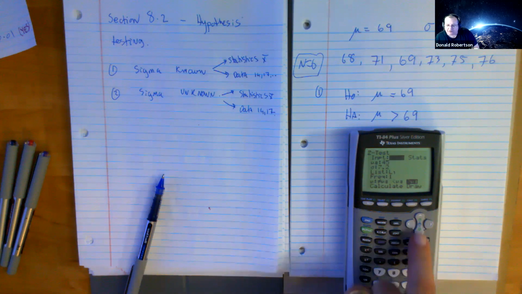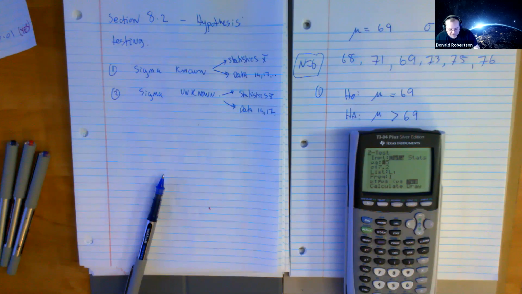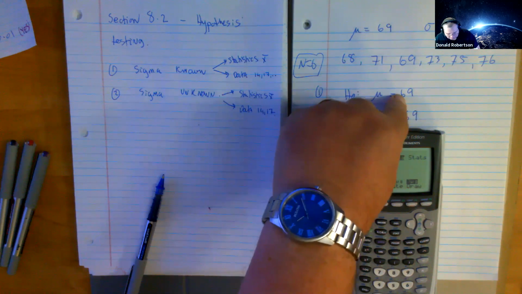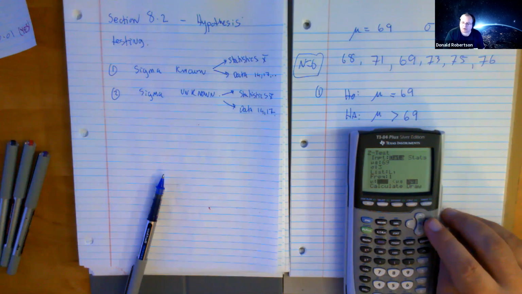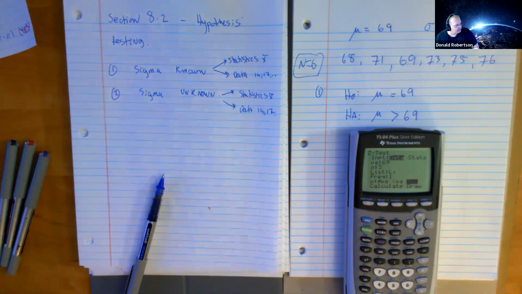Okay, so we got that sorted out. Mu naught is 69. Sigma was 3. The list was L1 and frequency is 1. Right, we're good with that. I'm looking for greater than 69, aren't I, this time again? Greater than 69, just make sure. And then when I hit calculate, won't I have all the P's and Z scores that I need? And maybe some other stuff.